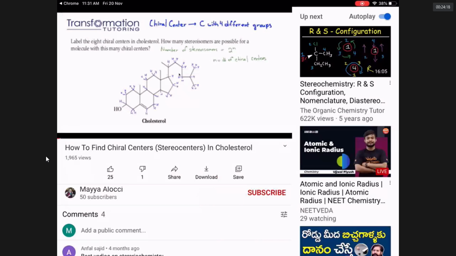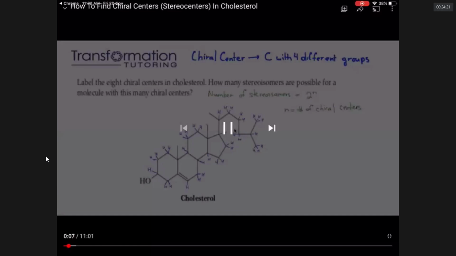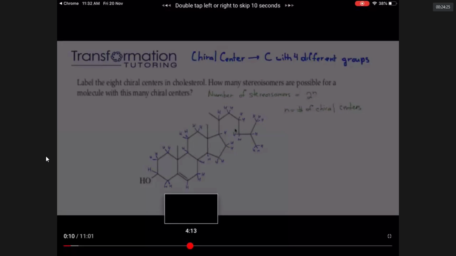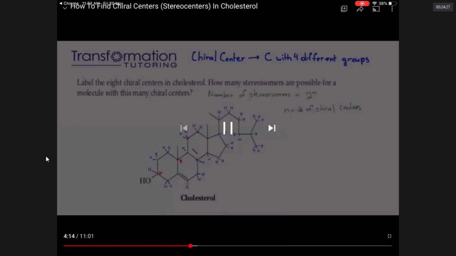Label the 8 chiral centers in cholesterol. How many stereoisomers are possible for a molecule with this many chiral centers? Well, first we need to figure out the points of difference. Now they have pointed out all chiral carbons with red carbon color.